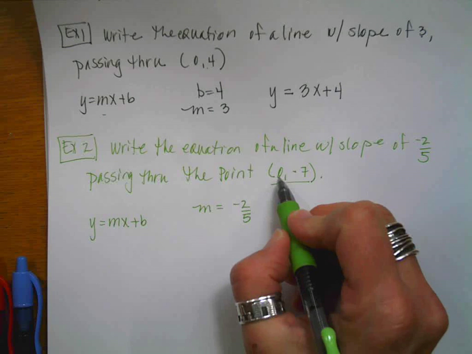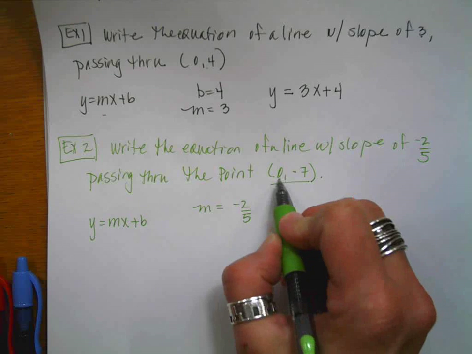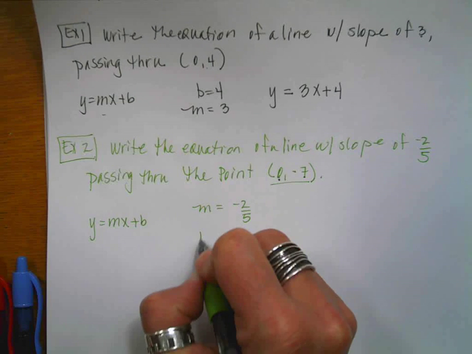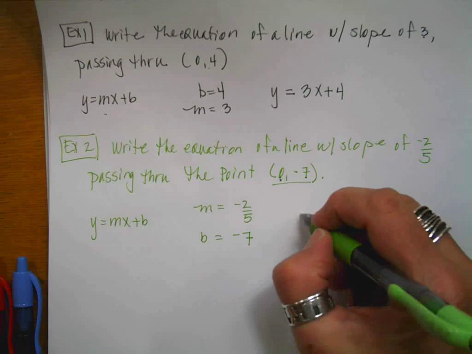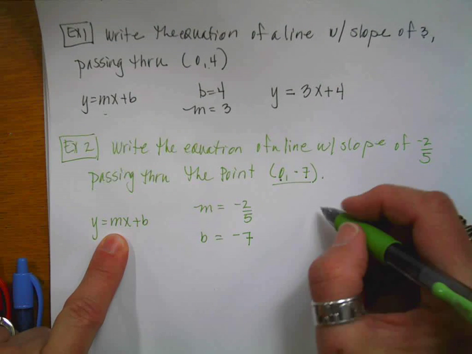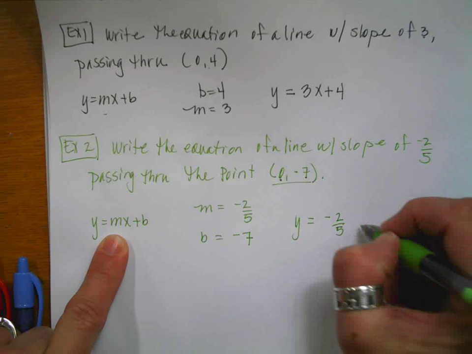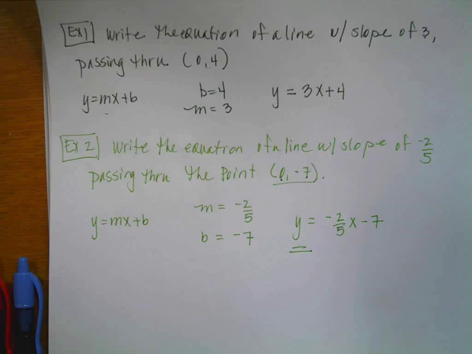Again, look at the point. They gave me the y-intercept for the point, which was very polite, because this is 0, so that means the negative 7 is the y-intercept. So b is a negative 7. So when I write the equation, all I have to do is fill in what I know. y is equal to a negative 2/5 times x minus 7, and I'm all done. That was really pretty handy.